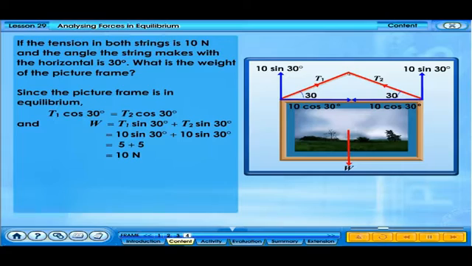Since the picture frame is in equilibrium, T1 times cosine 30 degrees equals T2 times cosine 30 degrees, and W equals T1 times sine 30 degrees plus T2 times sine 30 degrees. Therefore, W equals 10 newtons.